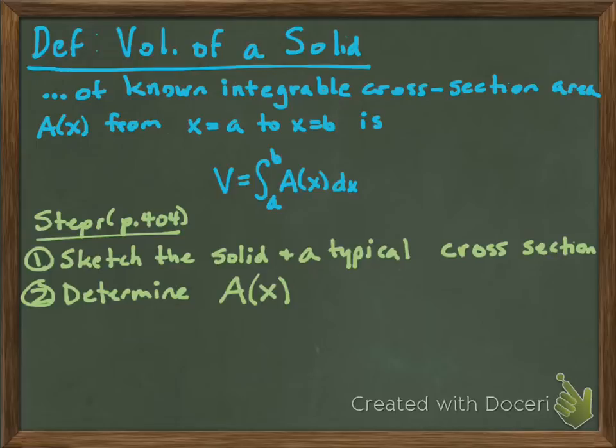Yes, I was. All right, so what does that mean? What is an A of X? Well, obviously, A is for area. The area in terms of x.